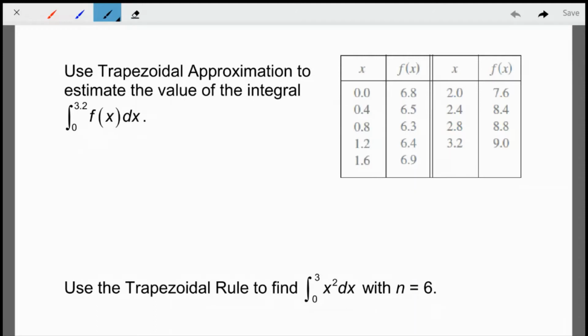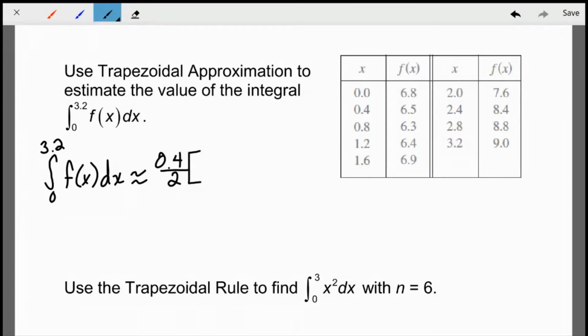And before I jump into the formula here, notice that these x values are all equally spaced. They're all 0.4 units apart. So that means I can use my shortcut here. So my integral from 0 to 3.2 for this function can be approximated by using h over 2. My h in this case is 0.4. So 0.4 divided by 2.